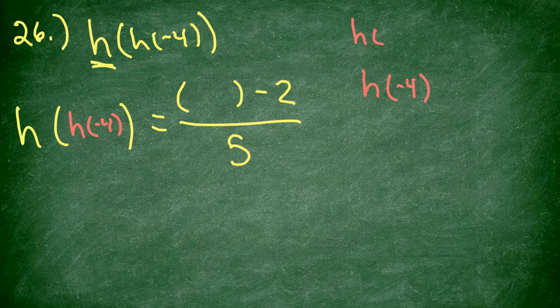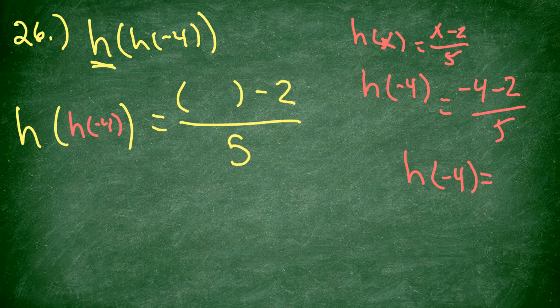So what I need to know is, what is h of x? Well, h of x is x minus 2 all over 5. So I put negative 4 minus 2 all over 5. So h of negative 4 is minus 6 over 5. Because it's already a fraction, I'm just going to leave this as minus 6 over 5. I'm going to put minus 6 over 5 right here. Minus 6 over 5, well, 2 is minus 10 over 5.